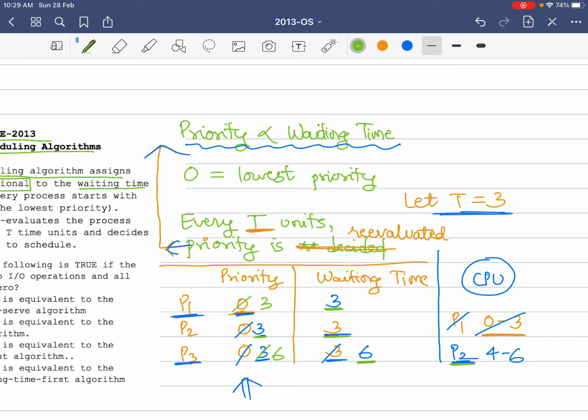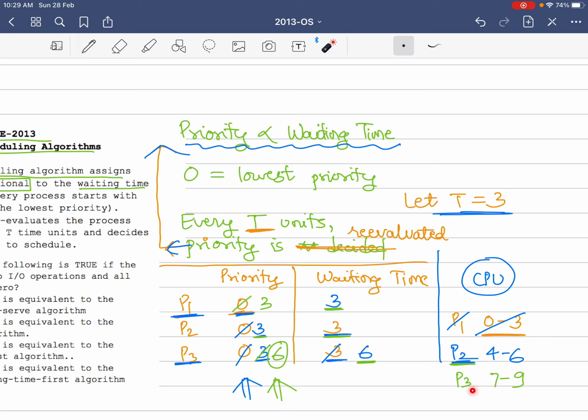After every 3 seconds, again we look at this priority column and check which one to pick up next. As you can clearly see, P3 is the highest, so P3 will be selected and it is going to spend the next 3 seconds with the CPU, so 7 to 9. Note, 0 is the lowest priority, so 6 becomes the highest priority. So P3 spends the next 3 seconds with the CPU.